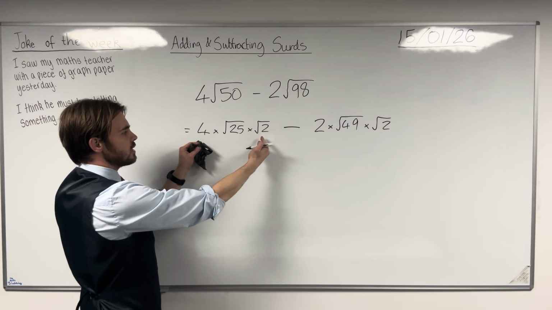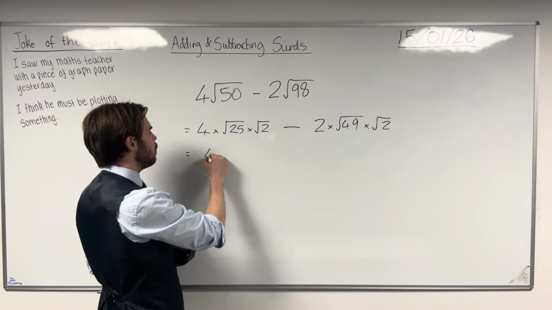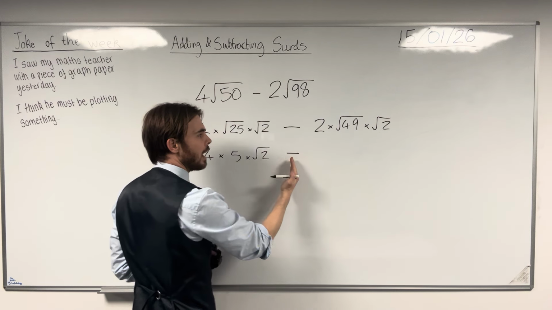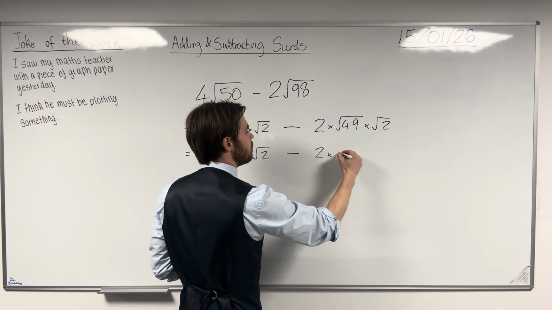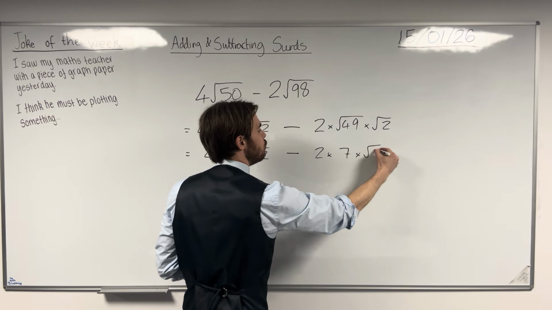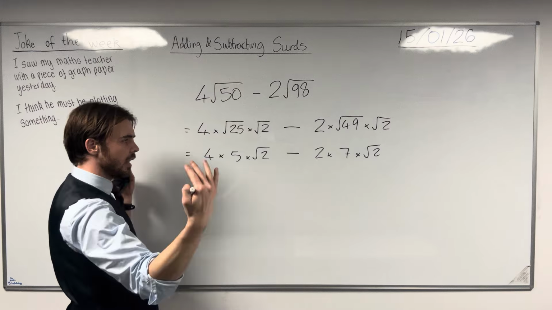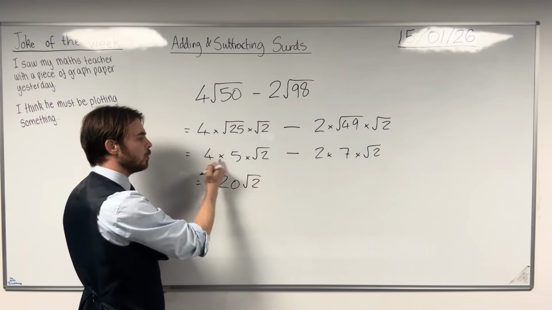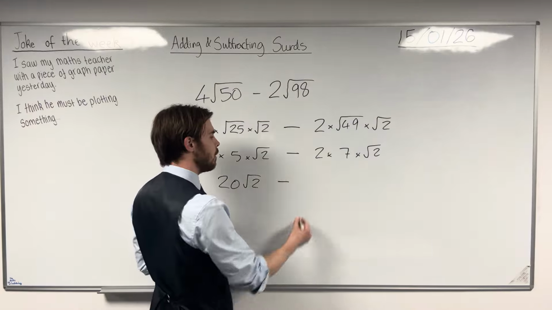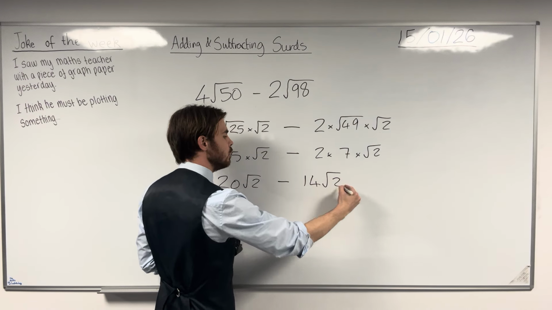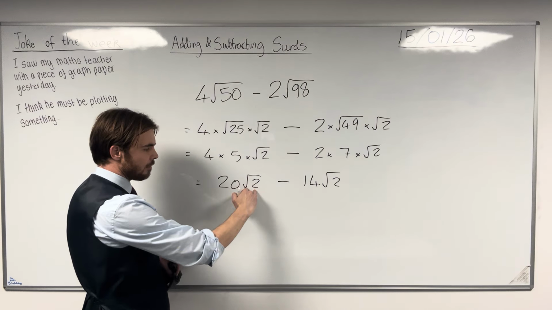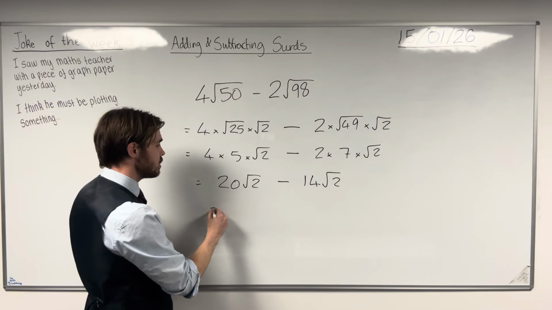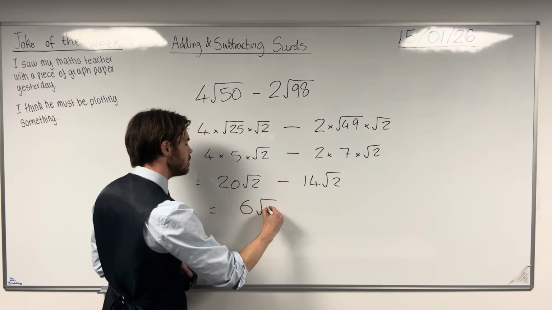So let's simplify this left-hand bit. And we're going to get 4 times 5 times root 2. Then we've got our takeaway, our little barrier. And then we've got 2 multiplied by 7 multiplied by root 2. And then finally, let's collect these ones together. So we get 20 root 2, because the 4 times the 5 is the 20. Then I've got take away 14 root 2. So once we have a matching surd, this root 2 and root 2, we can do this takeaway now. So we are going to get 6 root 2.